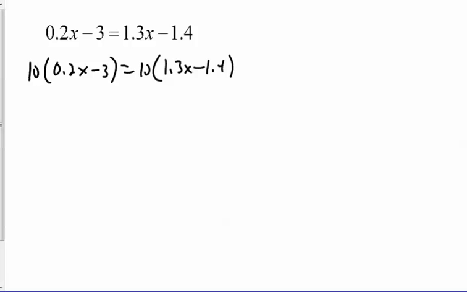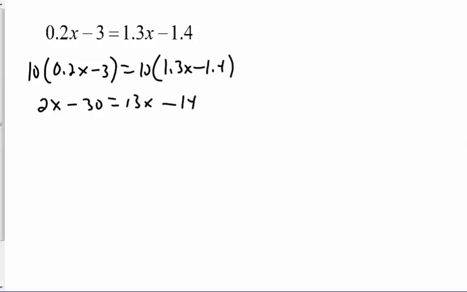Another example would be here. Here you have decimals. For this, you can eliminate decimals because if you look at this, the biggest digit you have is a tenth. So if I multiply everything by 10, that is, multiply both sides by 10, then I get 2x minus 30 equals 13x minus 14, because it eliminates all of your decimals, so it makes it easier on you to do this.